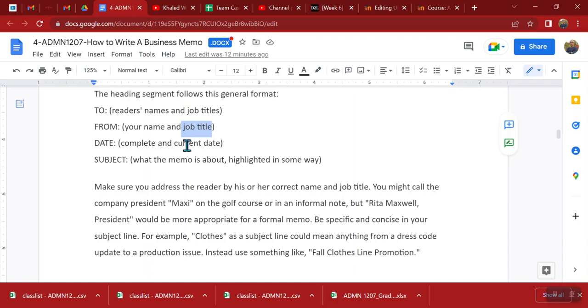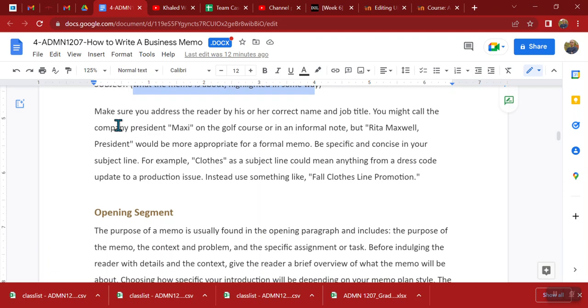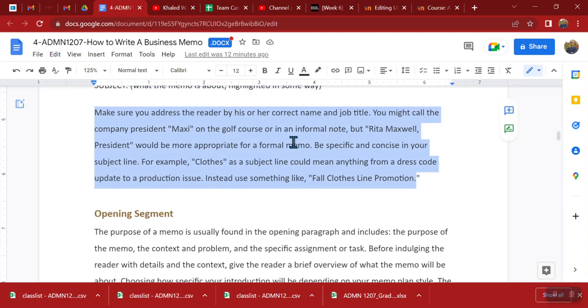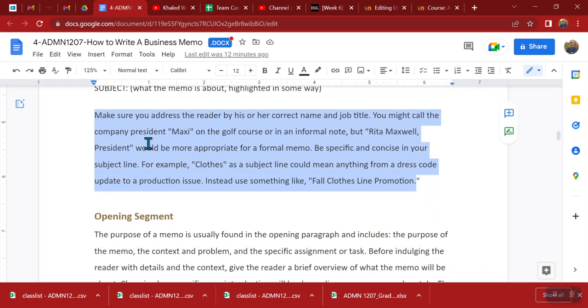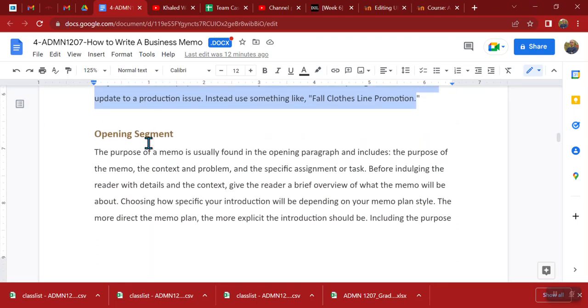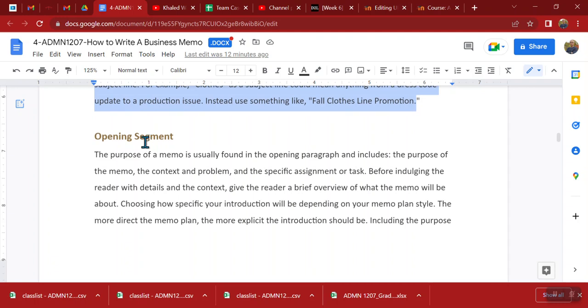This is the date. Definitely, this date will be the same date as the submission date, and here's the subject, which is based on your case. So one of the very critical points is that the second segment is the opening segment. This is actually explaining the header segment, or the heading segment, the same way as I mentioned. But after you finish the heading segment, then you're going to write an opening segment.